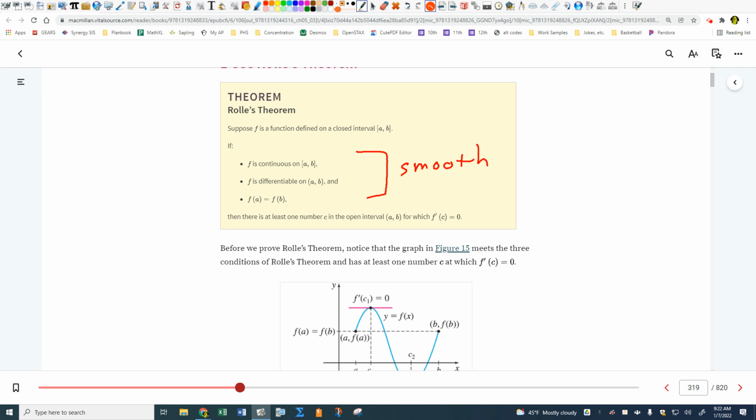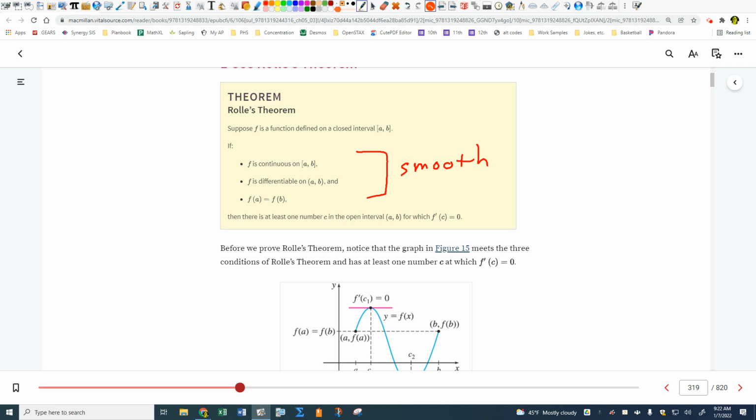Okay, remember that's what we called smooth. If it's continuous and differentiable, it means I can put my pen down and draw it. If it's differentiable, it has no sharp corners, right? So if it's continuous and differentiable, it's a smooth function on this interval from A to B. So what does Rolle's theorem say? Super easy. It just says that if f of A is equal to f of B and the function is smooth, then there has to be at least one number C in the interval for which the derivative is equal to 0.